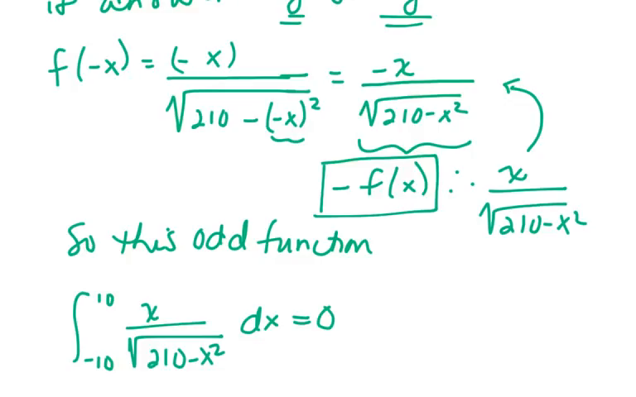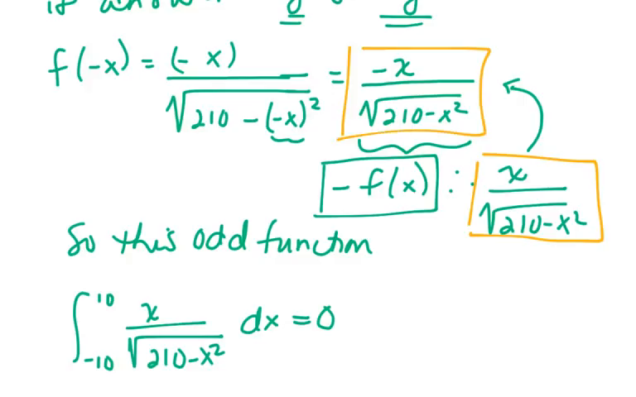So if instead this answer came out to be this, then it would have been even. However, it came out to be this, and it was odd.